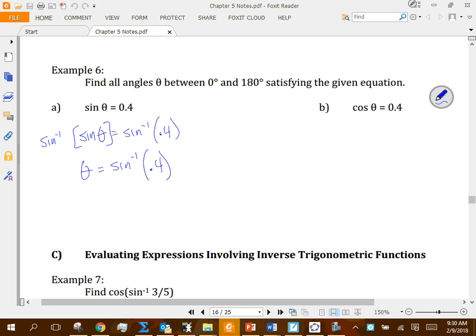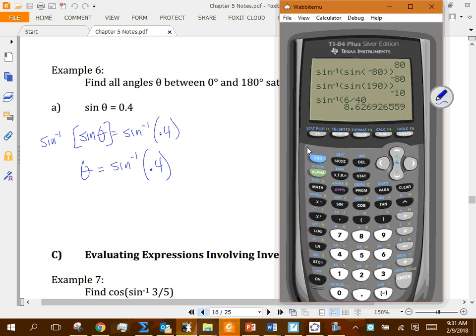It's also intelligent to think about what our input values for sine inverse are allowed to be. They're allowed to be between negative 1 and 1, right? And 0.4 is between there. That's my domain for this. So it's going to be okay. I'm going to get an output, but my output is going to be between negative 90 degrees and positive 90 degrees, right? So I'm going to type that in my calculator. Sine inverse of 0.4 gives me back that angle, 23.57.